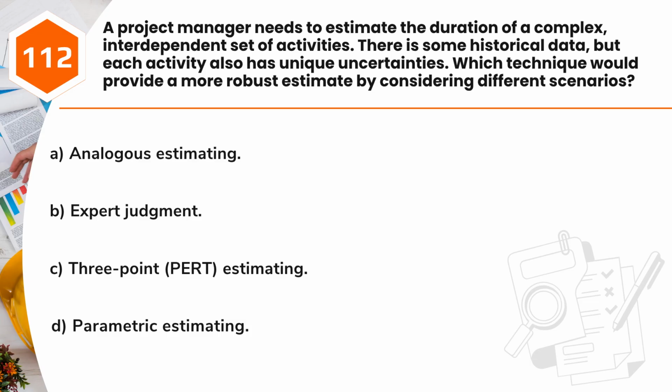Question 112. A project manager needs to estimate the duration of a complex, interdependent set of activities. There is some historical data, but each activity also has unique uncertainties. Which technique would provide a more robust estimate by considering different scenarios? A. Analogous estimating. B. Expert judgment. C. 3-point, PERT, estimating. D. Parametric estimating.